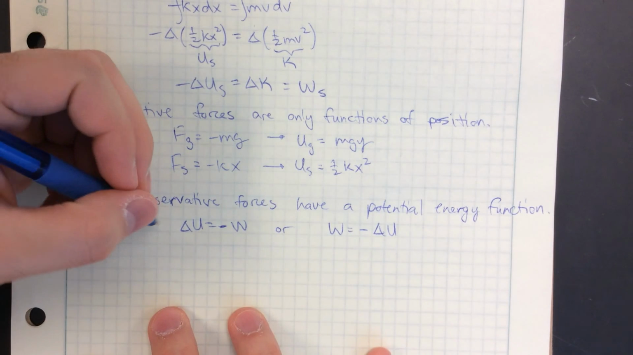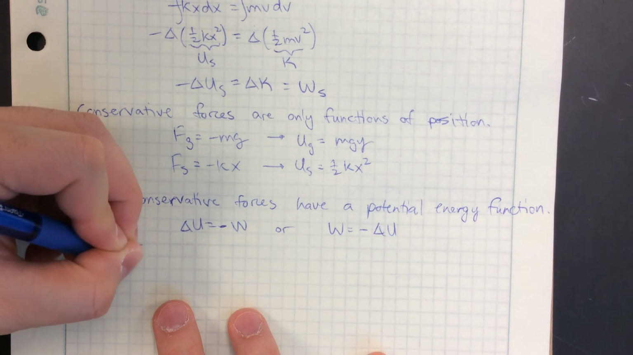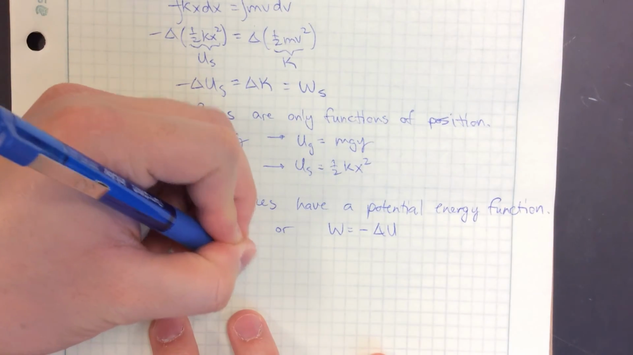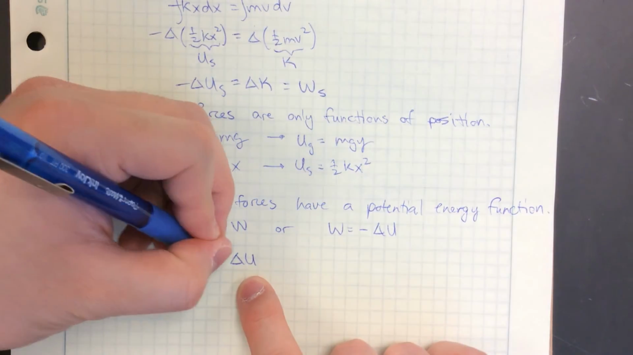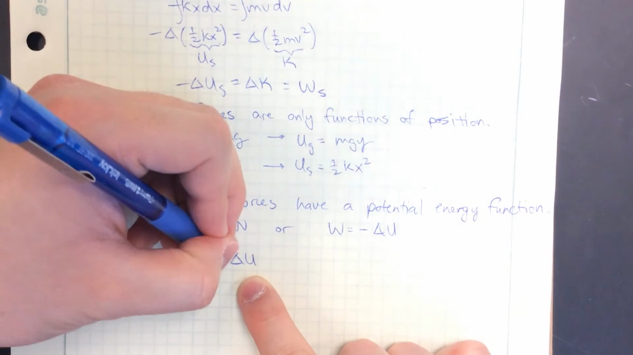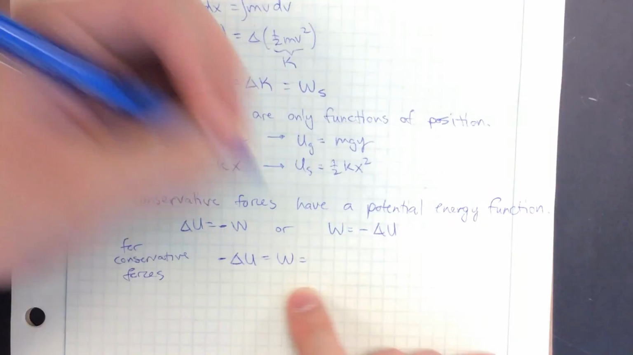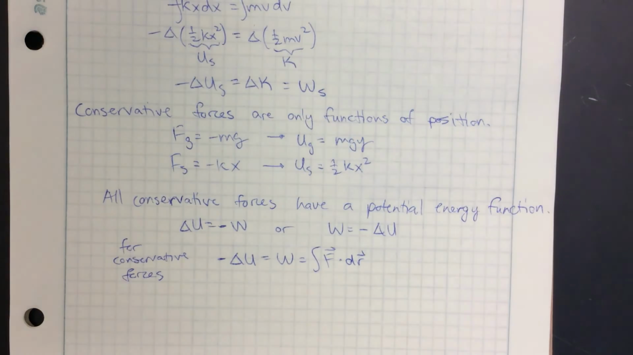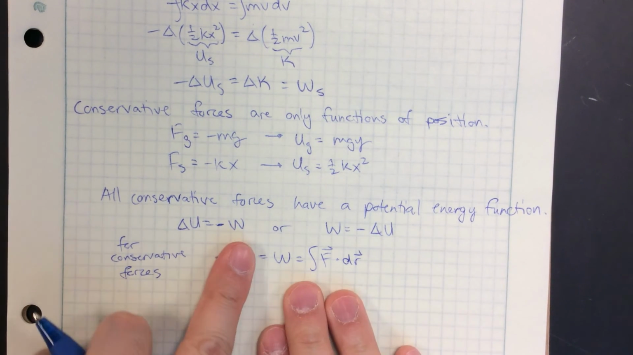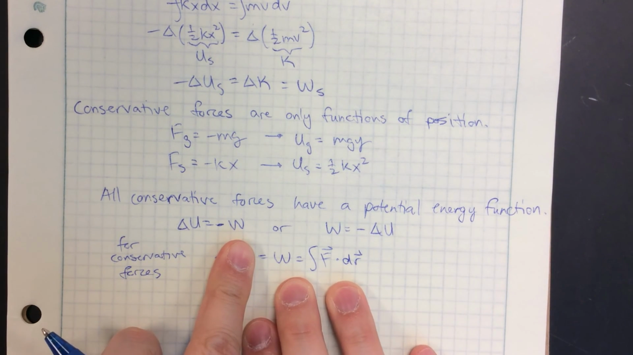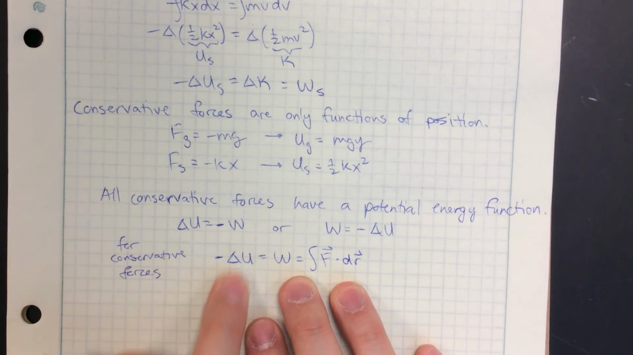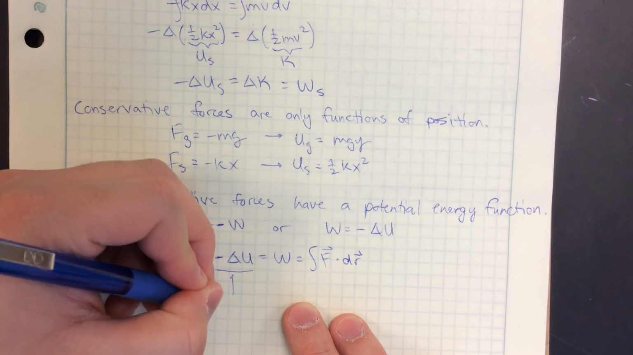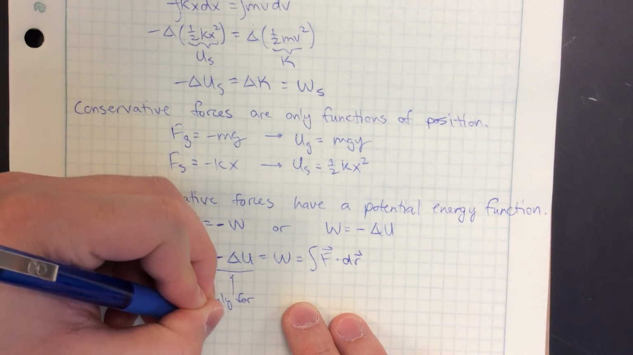So in general, for conservative forces, there is such a thing as a potential energy function, and the negative change of that potential energy is equal to the work done by it, which is determined by that dot product. Okay, so for all forces, you can do this. For conservative forces, you can define this. Only for conservative.